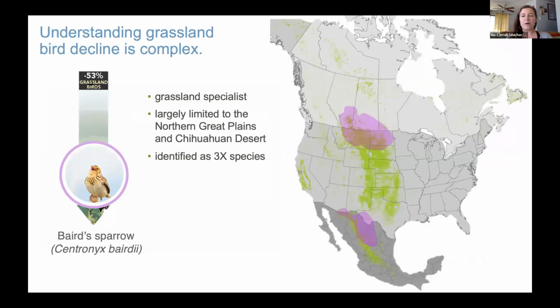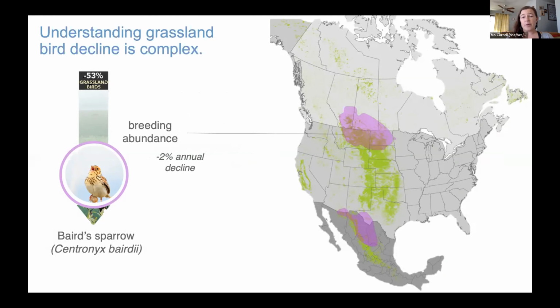And the Baird sparrow, as far as where it maintains its range, is really kind of an exemplary grassland bird in that regard. They breed almost exclusively in the northern Great Plains, although we've fairly recently found evidence of them breeding elsewhere in Colorado, actually. But for the most part, they are breeding in the northern Great Plains and then migrate down to the Chihuahuan Desert of Mexico and southwestern US during the wintertime. They're also identified as a 3X species by the R2R effort.